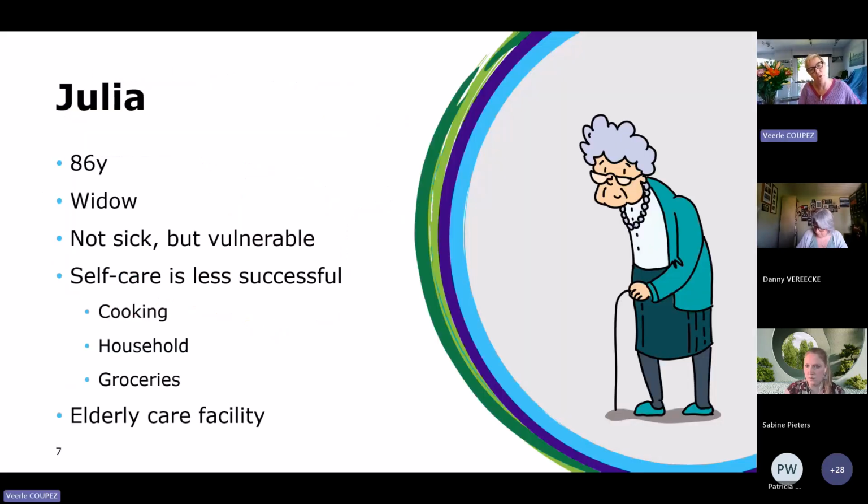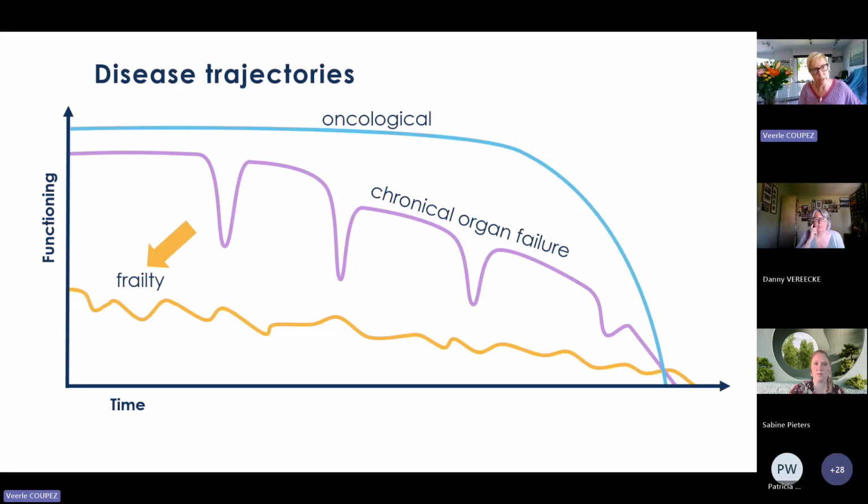Let's meet Julia. Julia is 86 years old. She's widowed, she's not sick, she's vulnerable, her self-care is less successful, she cannot do the cooking or household or the groceries anymore, and she chooses to move to an elderly care facility. In what trajectory do you think Julia is in? Just type it in the chat.